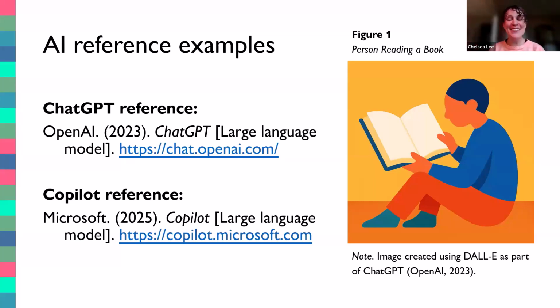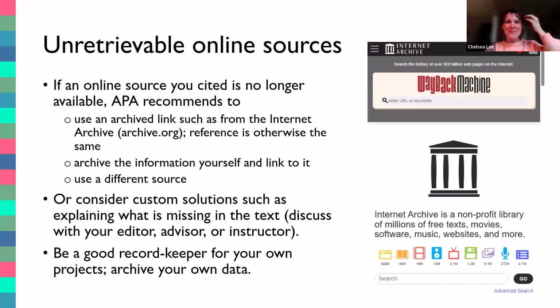On the right-hand side of the screen, there is an image of a person reading a book. I asked ChatGPT to make me this image, and then the Dolly AI within ChatGPT did it for me. So if I had this figure in my paper, I would call it Figure 1, Person Reading a Book. That's my title. And then the figure caption would explain where it came from, that it was created using Dolly as part of ChatGPT, and then give me the reference for ChatGPT. And that reference would be in my reference list, is how I would do it. Let's go to the next slide.